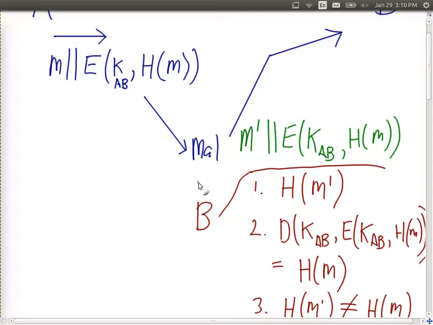No, because the message can be anything. You can think of any example. It can be one word, or it can be 1 gigabyte.